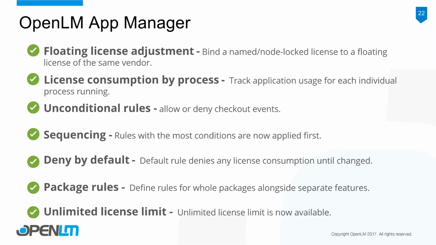And in this way, you'll also get the conditional rules, so you'll be able to allow or deny any checkout events. The sequence of the App Manager means that the most conditioned rule will apply first. When you install it, the App Manager will deny all the applications by default, for you to change it and set it up as you'd like. I'm going to show you in a second what I mean by the conditions and rules, and you'll understand.